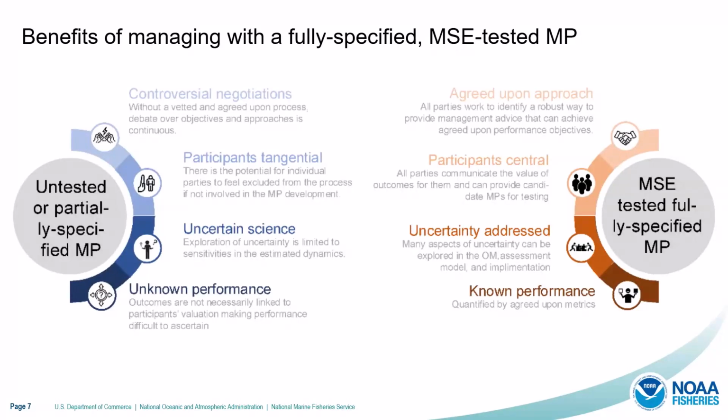So on the left, we can see the management process when we're using untested or partially specified management procedures. So this is a management procedure that has not gone through MSE testing. Maybe it's not automated. Maybe we've only MSE tested part of the management procedure, like just the harvest control rule, for example. And so each management cycle, we reopen the door for a lot of controversial negotiations. We're thinking about objectives in the short term, and we're not considering mid or longer term performance and how that's related back to our management objectives. And our management objectives aren't codified.